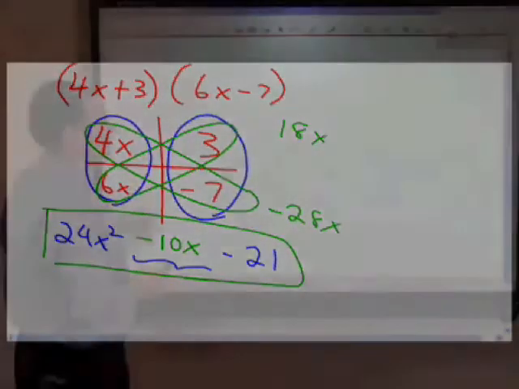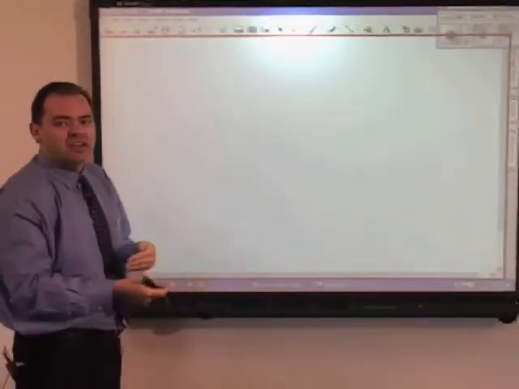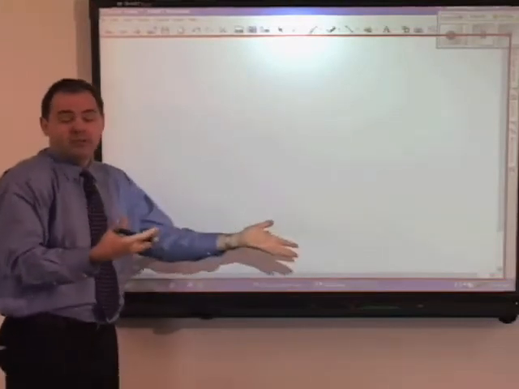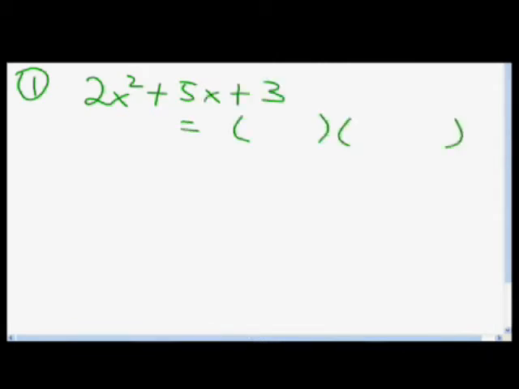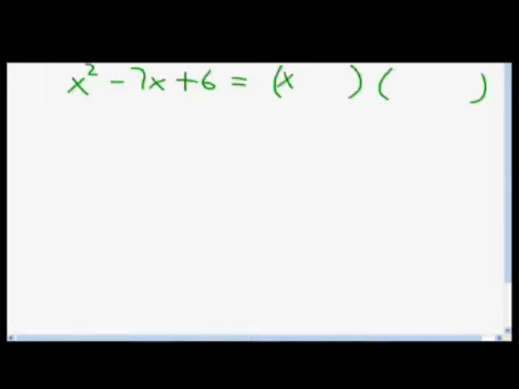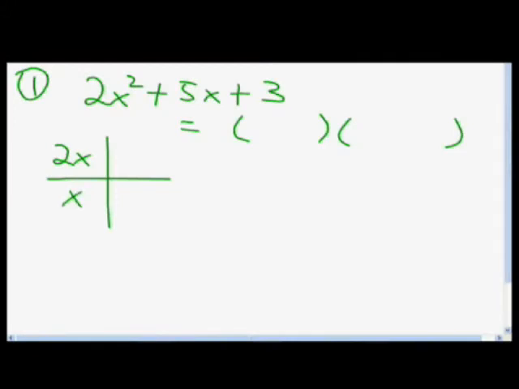So let's begin with some simple examples to show how we can use vertical multiplication to reverse the multiplication process back towards factored form. So let's begin by factoring 2x squared plus 5x plus 3. And as we know, that is going to result in the multiplication of two binomials. I'm going to set this up through my vertical method. So what two things will multiply to give us 2x squared? Well, 2x and x will.